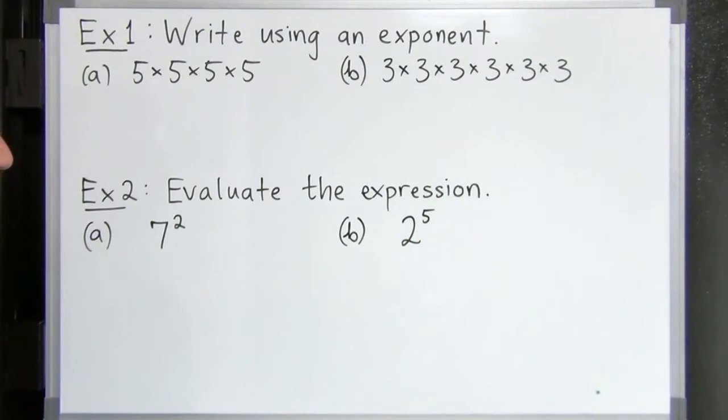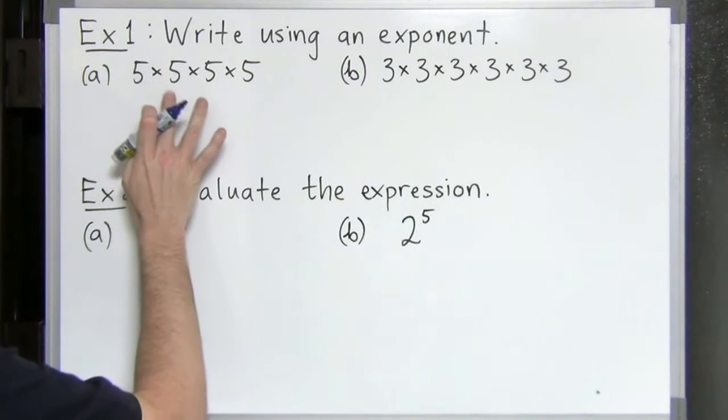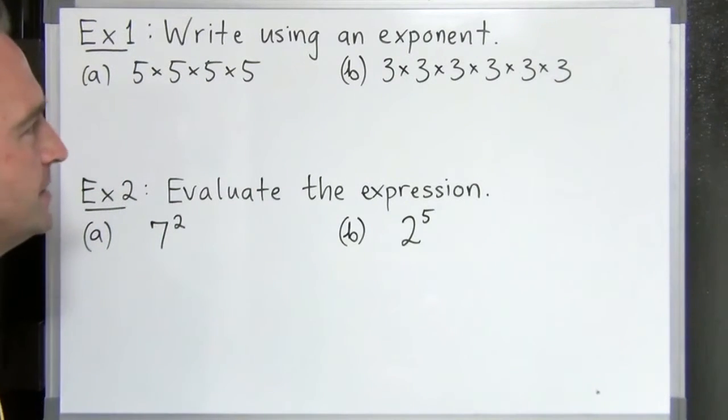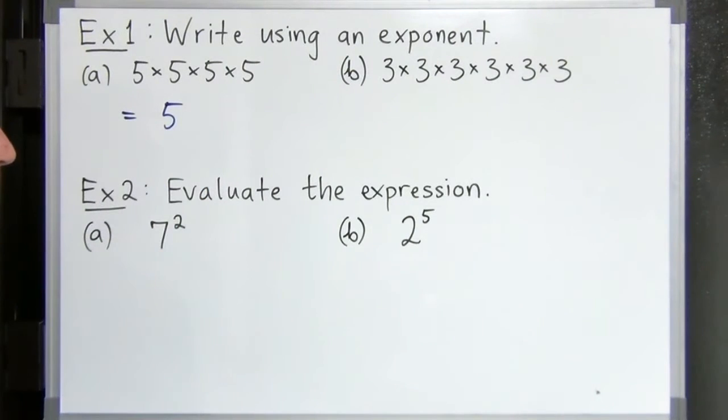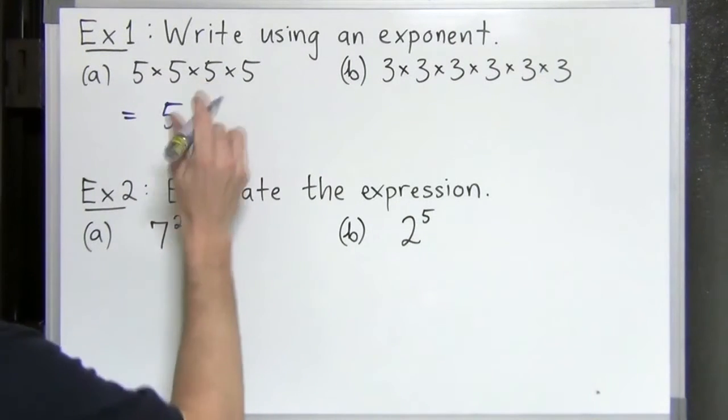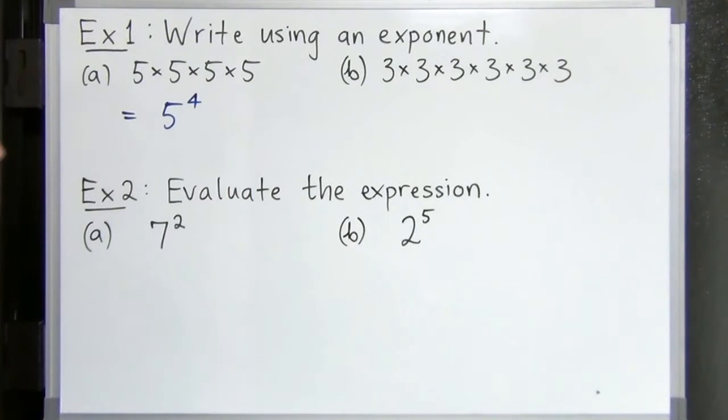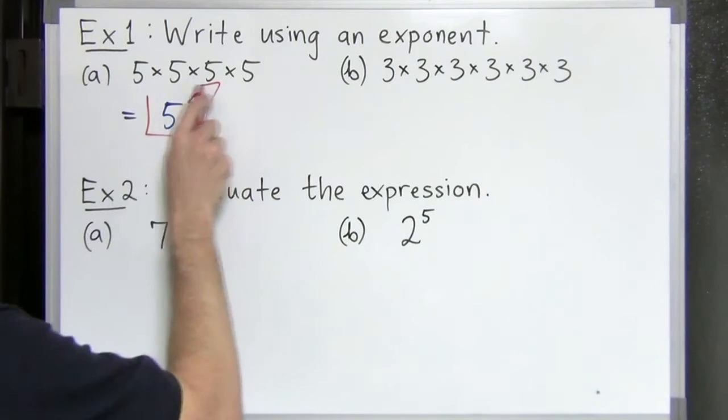Example 1, write using an exponent. So, 5 times 5 times 5 times 5. We've got a base of 5 here. It's going to be 5 to the power of the number of 5s there are. 1, 2, 3, 4. Answer, 5 to the power of 4.